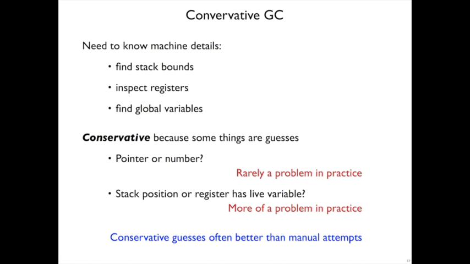Still, even with these problems, potentially mistaking a number for a pointer or keeping a pointer that's not actually alive anymore in the real program, these conservative guesses are often way better than programmers are at manually inserting free calls because things get complicated. So that's why conservative GC is often a good idea anyway.